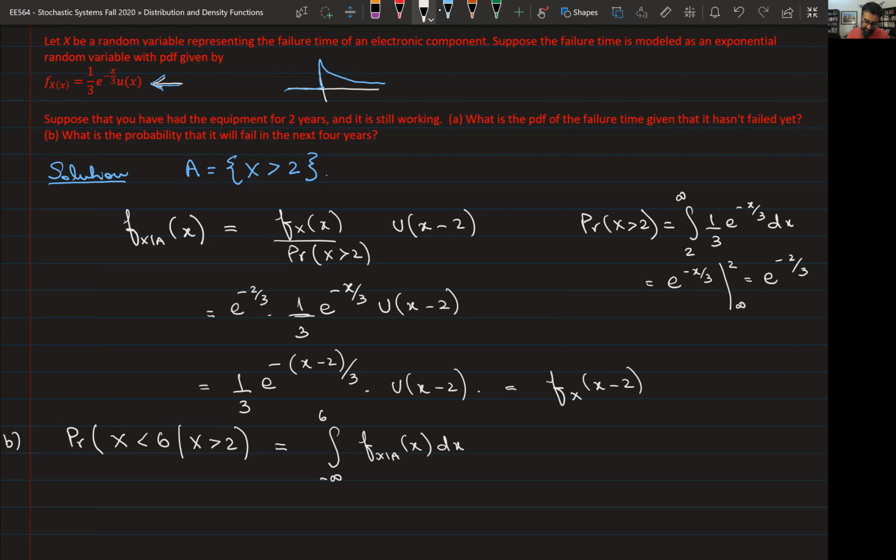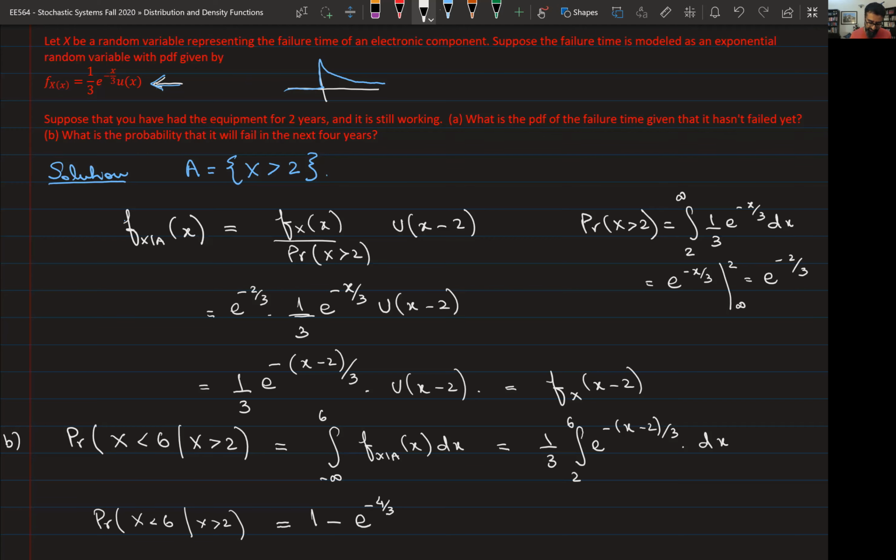Okay, so therefore, this is equal to the integral from 2 to 6 of 1 upon 3 e raised to power minus (x minus 2) divided by 3 dx. You compute this integral, and I'm skipping some steps here, you will find that this turns out to be equal to 1 minus e raised to power minus 4 by 3. And some of you may be able to see directly, integral change of variables कर लें, तो integral 0 to 4 चला जाएगा, and this is what you're going to get. So this is the probability that x is less than 6 given x is greater than 2.